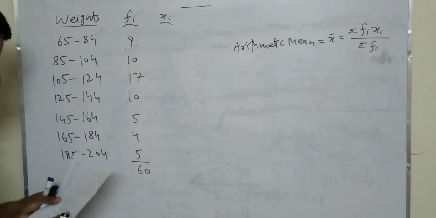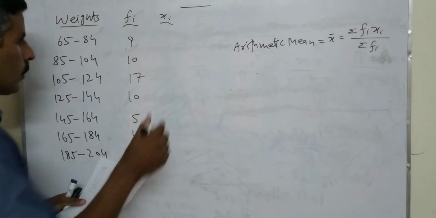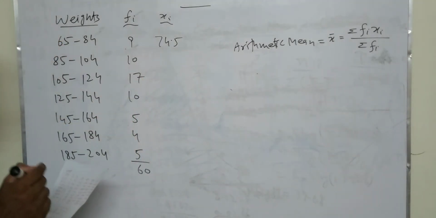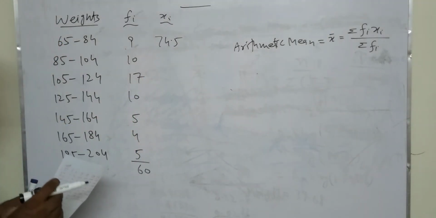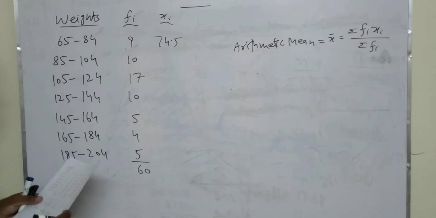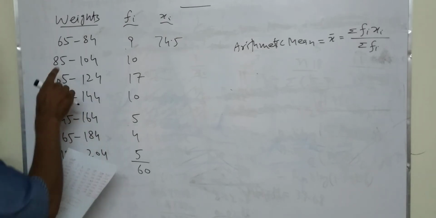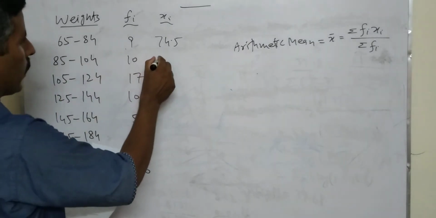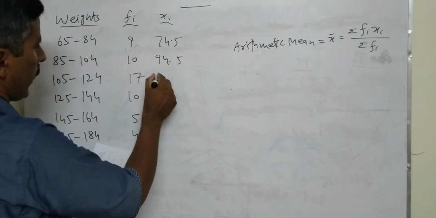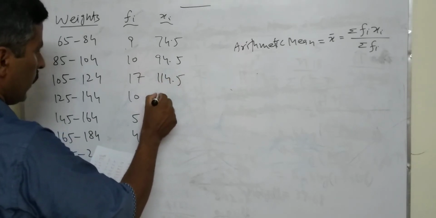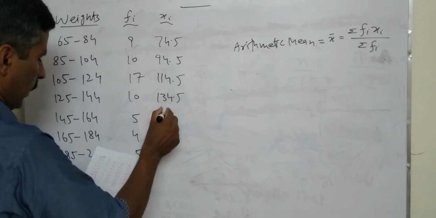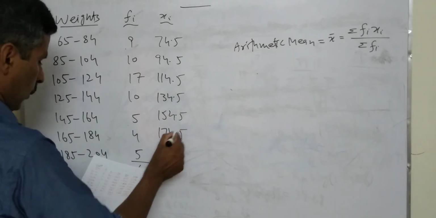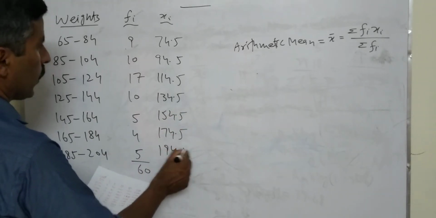You will get the first midpoint value, which is equal to 74.5. So this is the midpoint, and the second midpoint will be calculated by adding 85 plus 104, and you can get 94.5. The next midpoint is 114.5, the next one is 134.5 and 154.5, and the next one is 174.5, and the next one is 194.5.